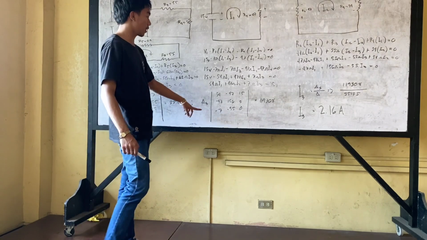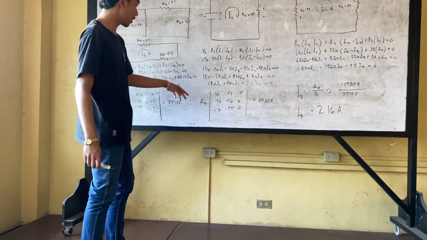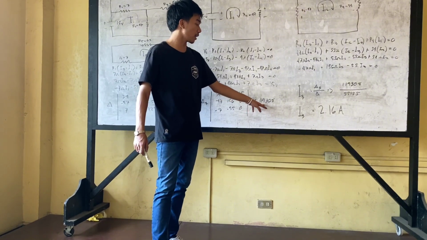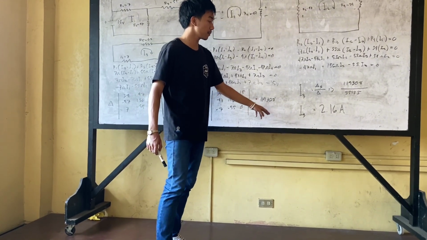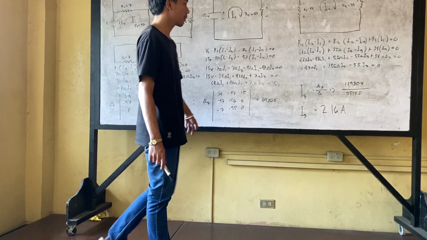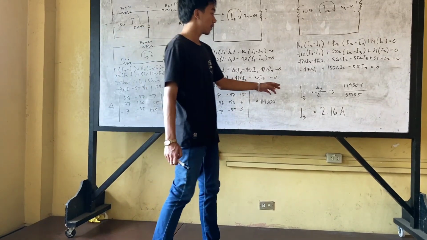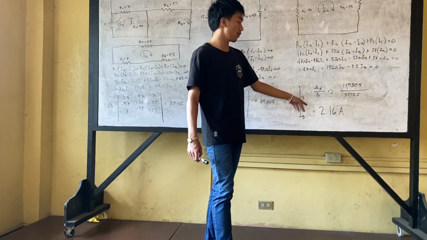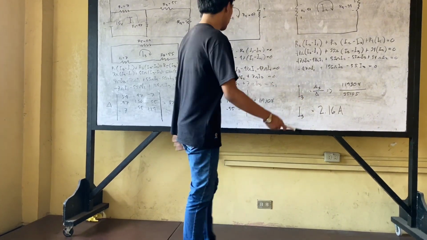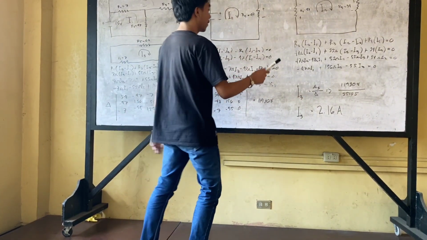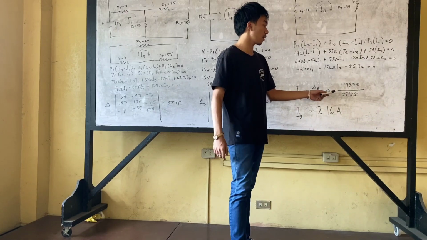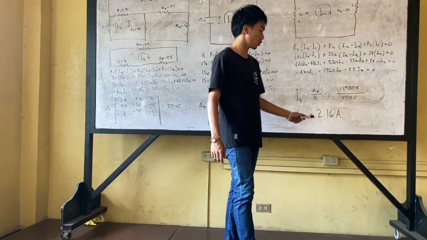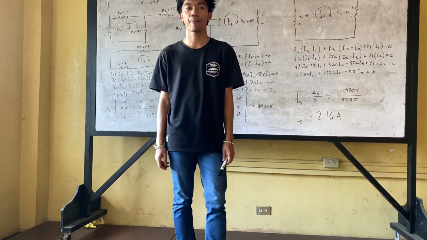And for our delta 3, we will just plug in again our loops. Then we will get 119,308 for our delta 3. So to get our I sub 3, the formula will be delta 3 over delta. So we will just plug in our values of delta 3 and delta, and our answer for I sub 3 is 2.16 amps.